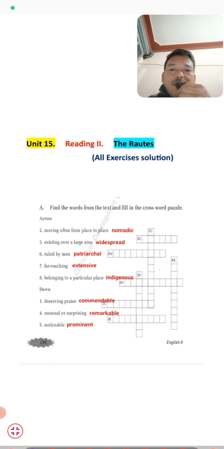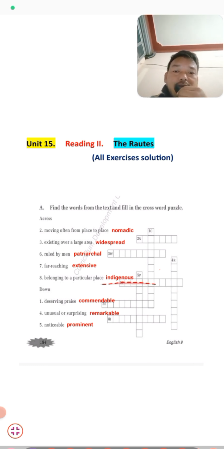It's number 3 again, existing over a large area, that is widespread, is the right word that you will use to fill this crossword here. Number 3, the W is given, the first letter is given already. And number 6, again cross side, it's ruled by men. It's patriarchal. Okay, this is the right word. And number 6, you can fill here.